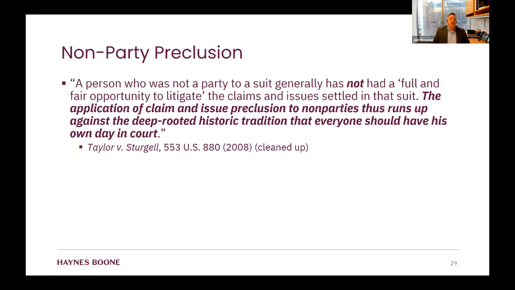So a person who is not a party to a suit generally has not had a full and fair opportunity to litigate the claims. So that's Taylor v. Sturgill. But then we look at Taylor v. Sturgill, which also teaches us about who is an RPI, who's in privity, and we have the hypo that we talked about, where a non-party is found to be an RPI to an IPR, but they didn't really have a full and fair opportunity to litigate. So are they bound? So go to the next slide, please.